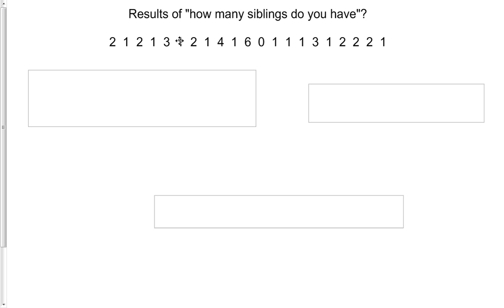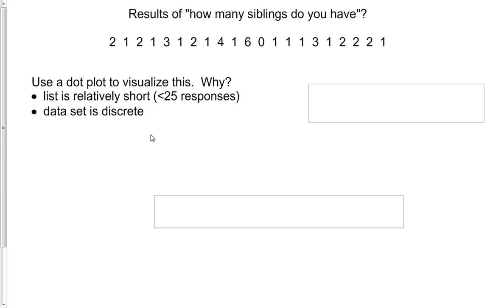So let's take a look at the results of a survey question on how many siblings you have. If you get a list of numbers like this, it's really hard to process and do anything with. You have 2, 1, 2, 1, 3, 1, 2, 1, 4, 1, and so on. Very hard to deal with. So what we're going to do is use something called a dot plot. The reason that you would use a dot plot is our list is relatively short, and this is in comparison to some other graphing techniques I'm going to show you in a second.